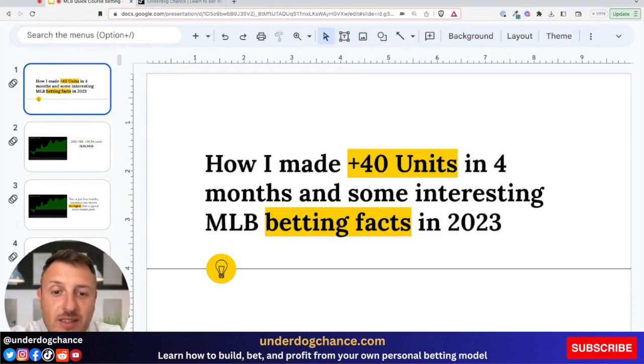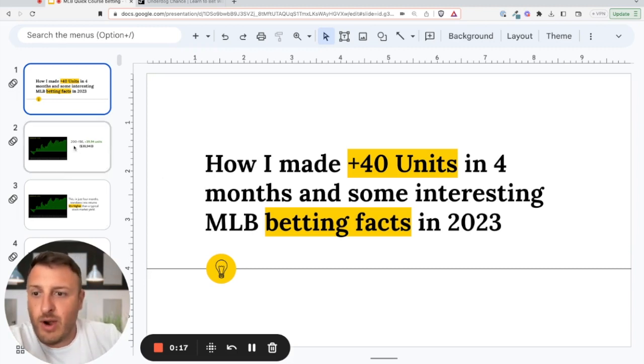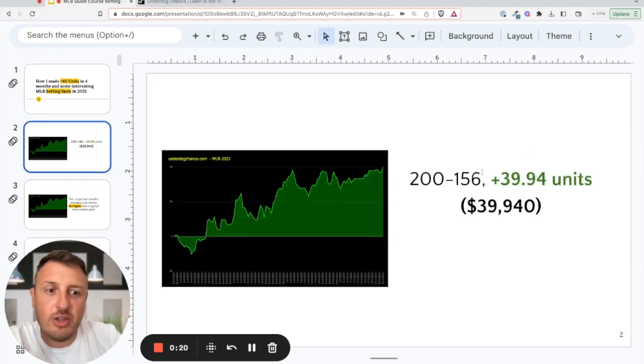In just 4 months with my MLB betting model, and I will also share one free pick with you from today's betting model analysis. Okay, right now I'm sitting at close to 40 units. It is basically 39.94 units of profit to the season, 200 wins, 156 losses. For dime bettors, this is around 40,000 American dollars of profit.